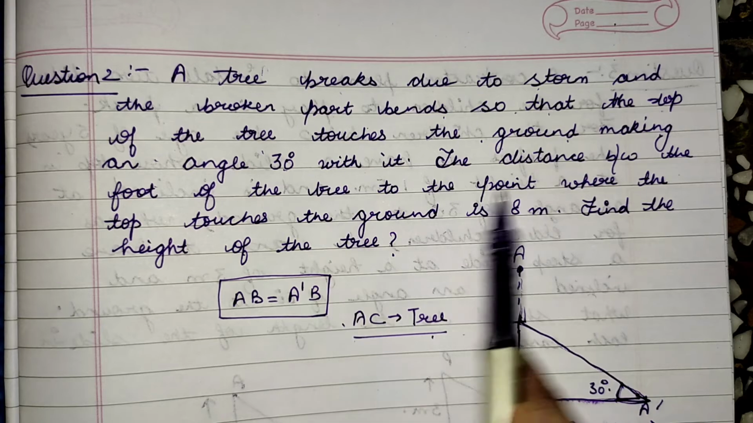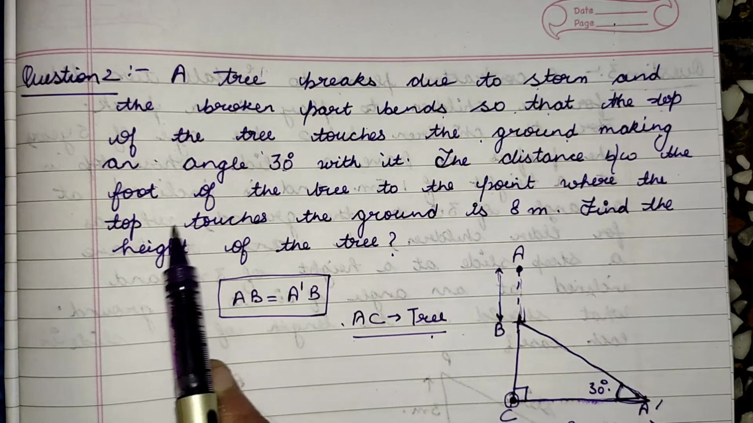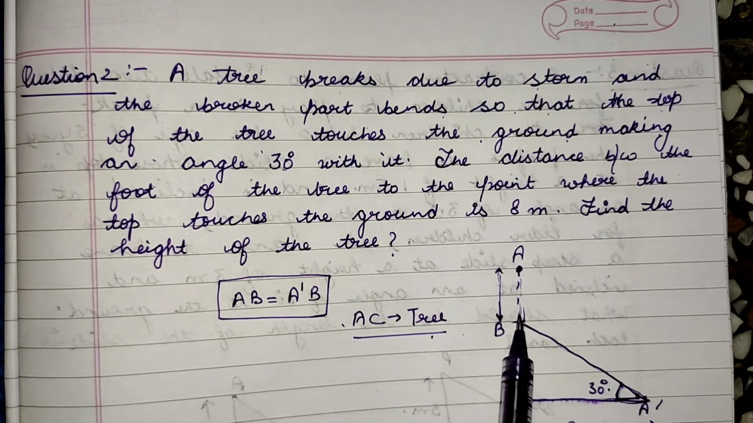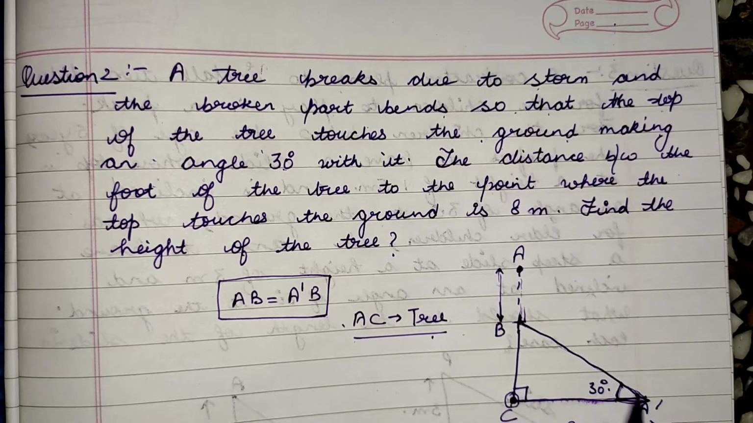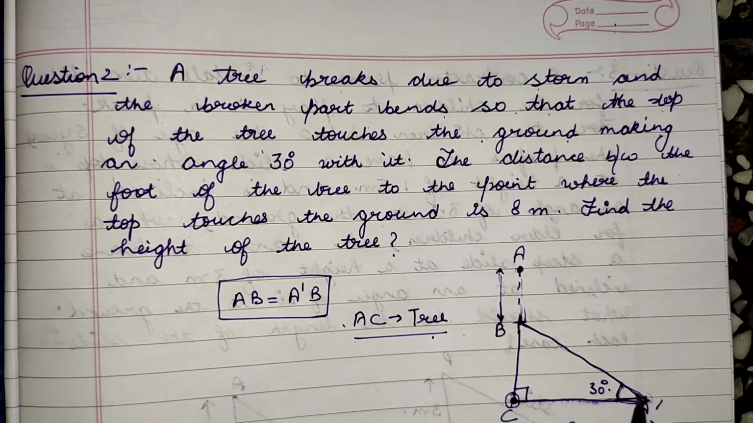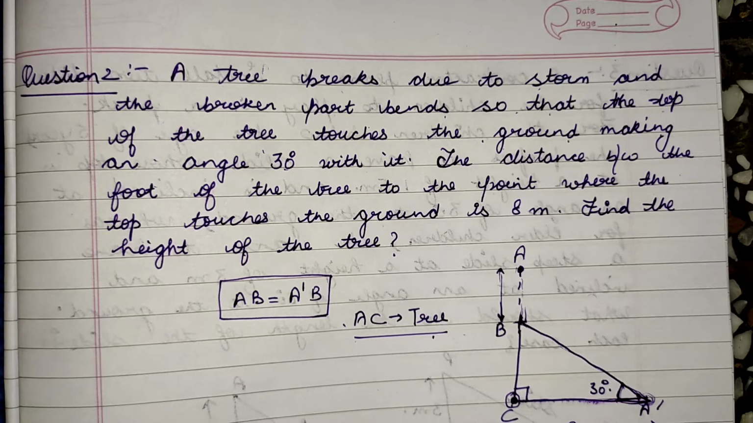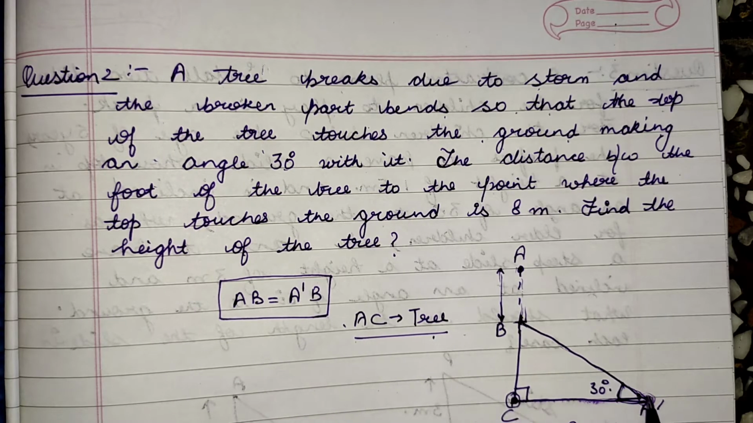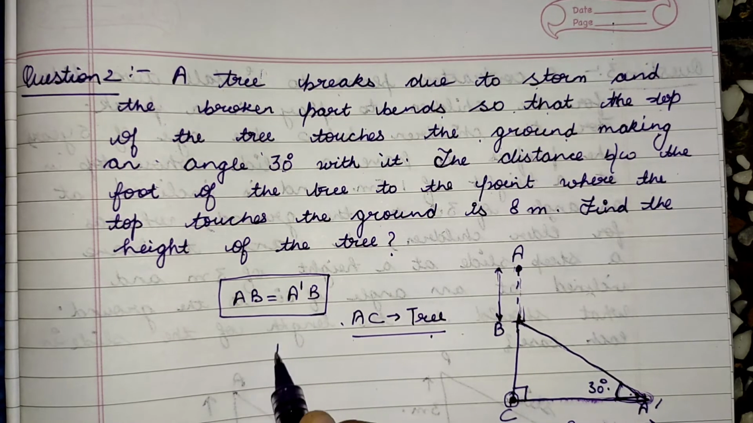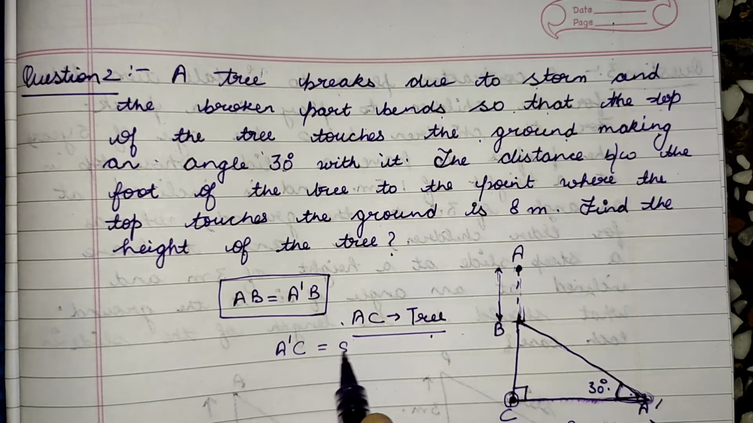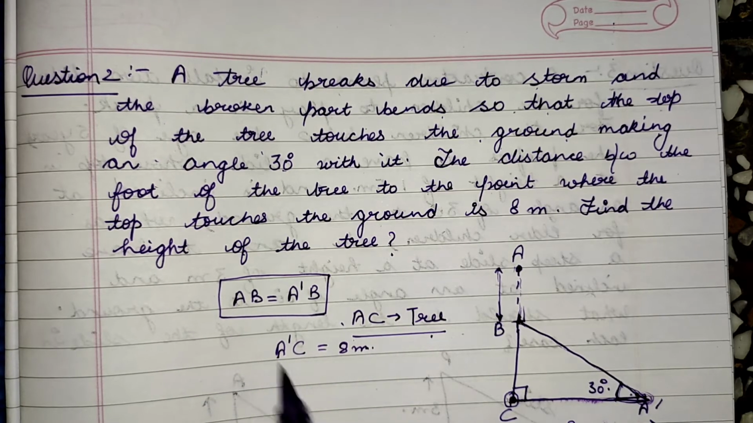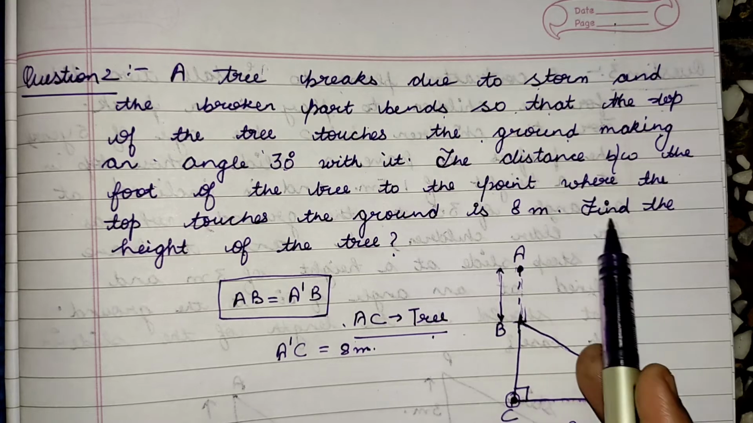Distance between the foot of the tree to the point where the top touches the ground. Where the top is touching the ground? Top is what? This AB or A dash B. Top is touching the ground at a point of A dash. So the distance between this and this point is given to us equal to A dash C is equal to 8 meter.